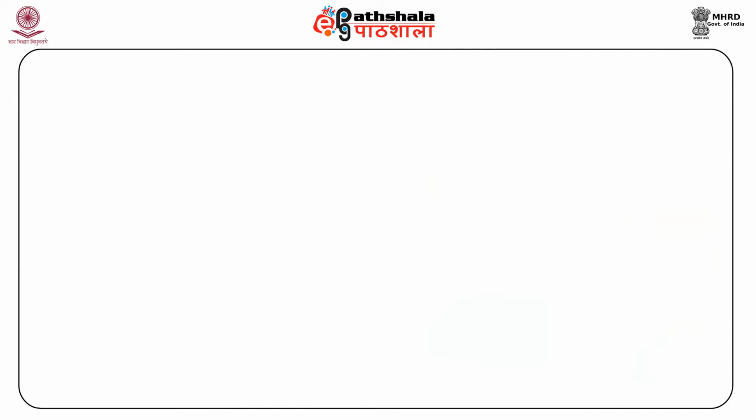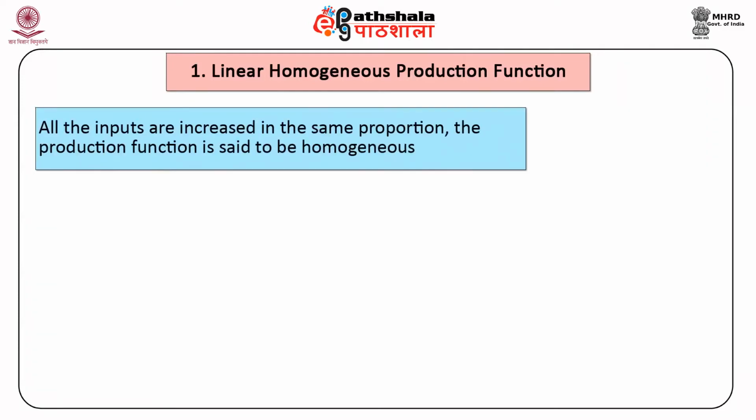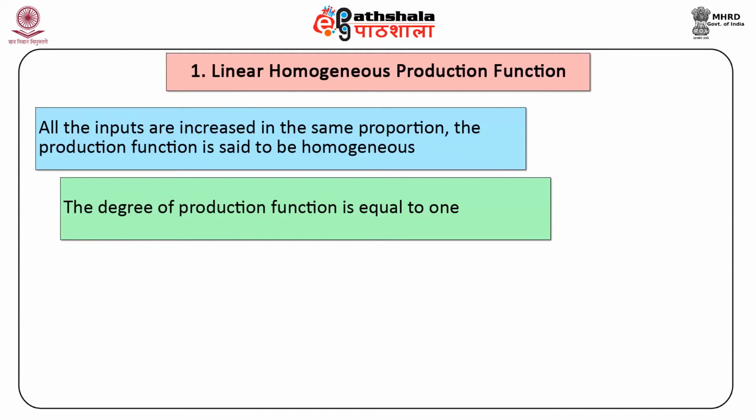Let us now discuss the different types of production function. First, the linear homogeneous production function. When all the inputs are increased in the same proportion, the production function is said to be homogeneous. The degree of the production function is equal to 1. This is known as the linear homogeneous production function.